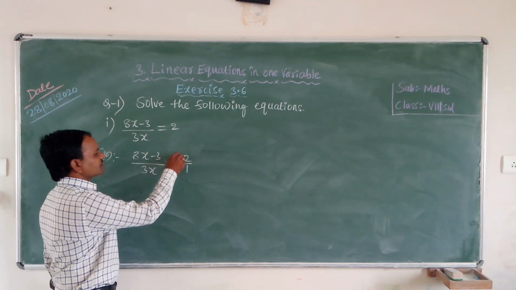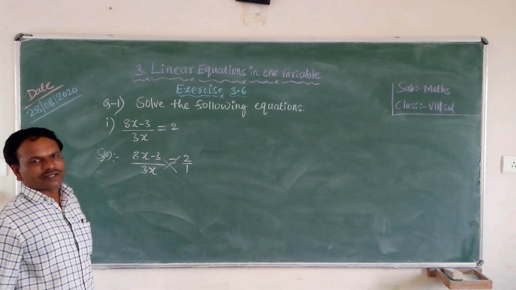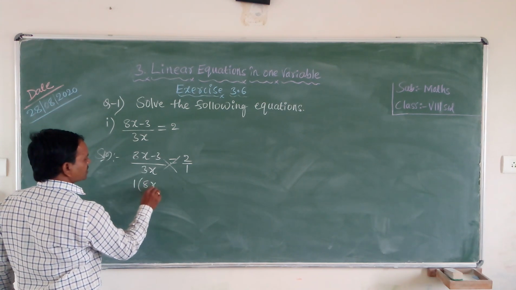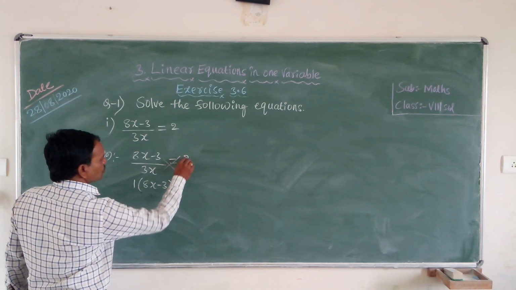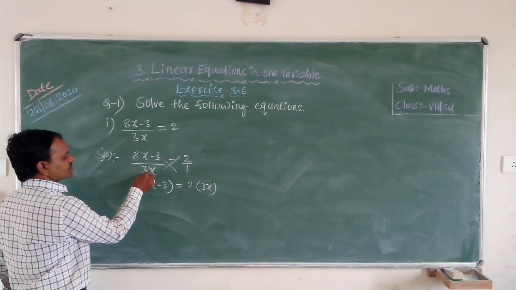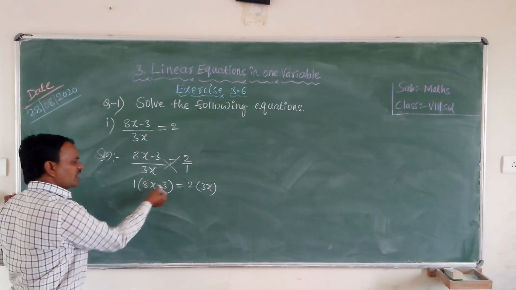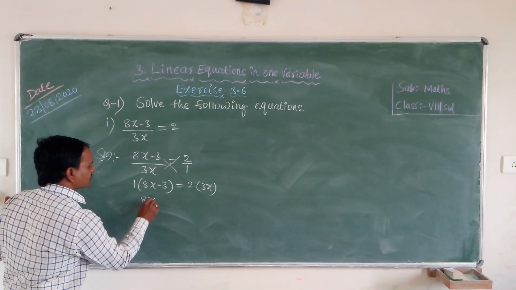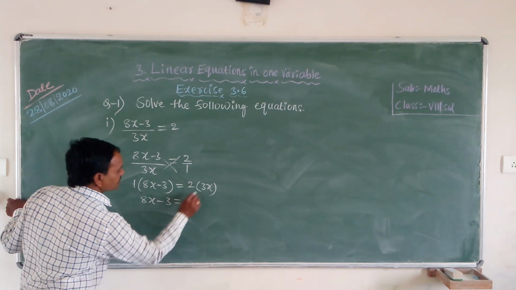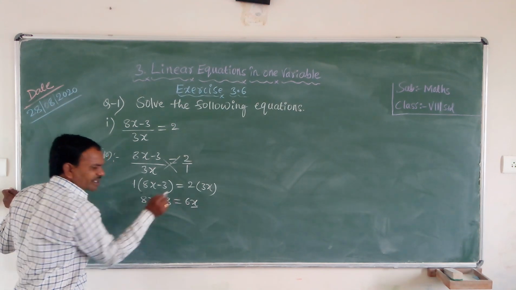Now we have to do cross multiplication. This side is multiplication, this side is multiplication. 1 into the bracket 8x minus 3 is equal to 2 into the bracket 3x. 1 into 8x is 8x, minus into minus is plus... minus 1 times 3 is minus 3, is equal to 2 times 3x, which is 6x. So here also x, here also x.